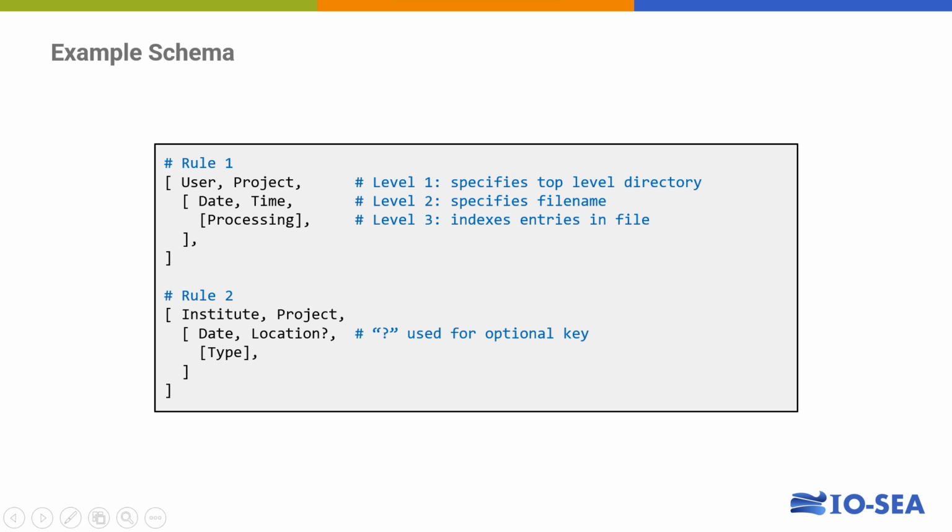Now if we look at a slightly more complex schema, where we have more than a single rule, we can see that the first one is very similar to the previous schema, with the same 6 metadata keys, but here we have an example of branching. On the 3rd level, we can either provide a value for the processing metadata key or the type. So a unique address for a piece of data would consist of 5 values: either the top 4 with processing, or the top 4 with a value for type.